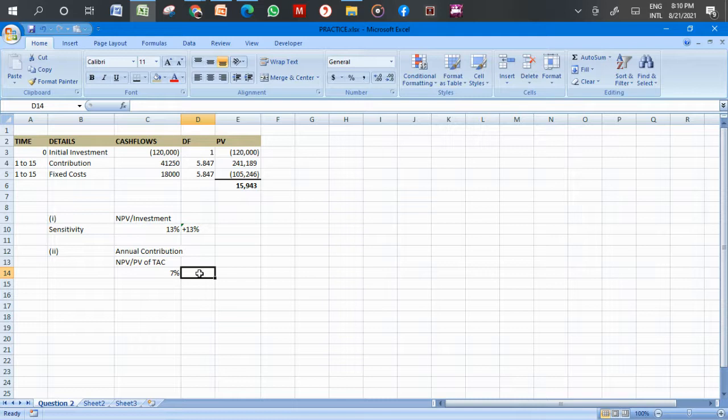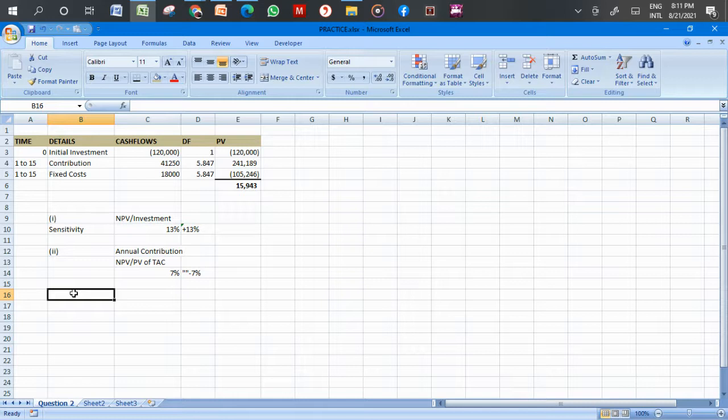We only allow the contribution to decrease by 7% before the project is undesirable. So it will be a minus 7%.